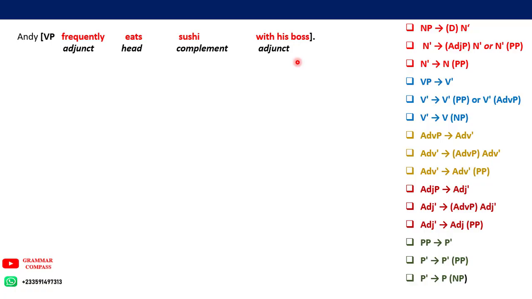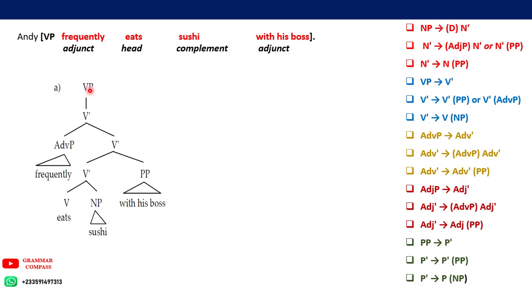So we add 1 to 2, which means we are going to get 3 bar levels. Let us test this with our tree. Now this entire structure is a VP. So we would have a VP over here. Now from this VP, we know that from our VP rules, we move on to a V bar. Since the VP doesn't have any specifier, it moves straight to a V bar.